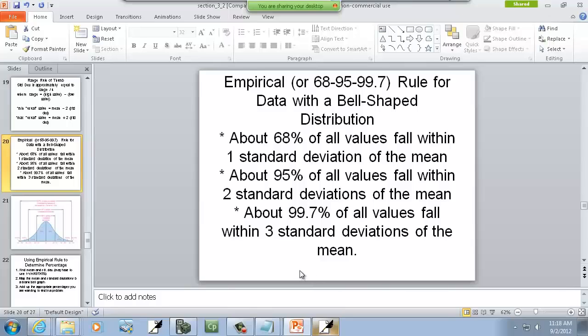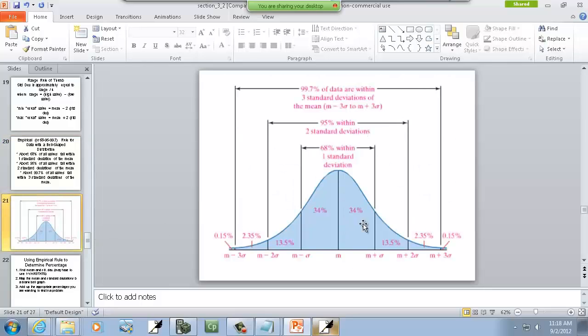Now we've got our empirical or bell-shaped distribution. This is the 68, 95, 99.7% rule. This says about 68% of all values fall within 1 standard deviation of the mean. About 95% of all values fall within 2 standard deviations. And about 99.7% of all values fall within 3 standard deviations. If I look at this, I see in my bell curve here, the middle part, that's 68%. And the bell shape is symmetric, so the left side here would be 34%, the right side would be 34%.